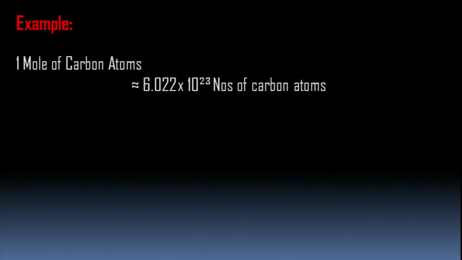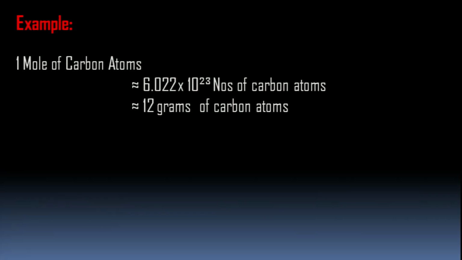Okay, children, let's go for an example and see. 1 mole of carbon atoms, as I have told you, contains 6.022 × 10^23 number of carbon atoms. What is the weight of 1 mole of carbon atoms? That is 12 grams of carbon atoms. So we say 1 mole of carbon atoms means 12 grams of carbon atoms, which contain how many carbon atoms? 6.022 × 10^23 number of carbon atoms are present in 1 mole of carbon atoms, or 12 grams of carbon atoms.